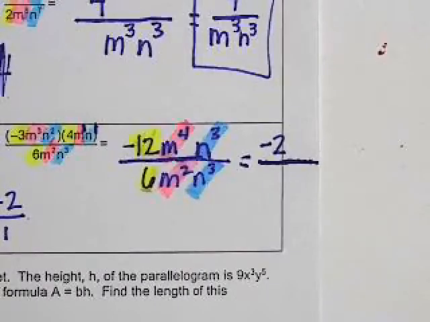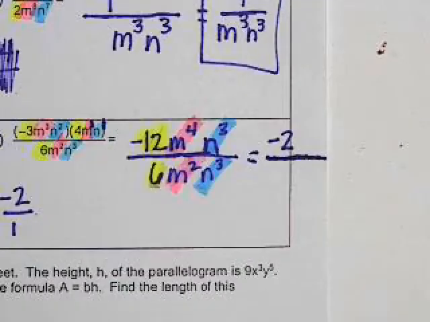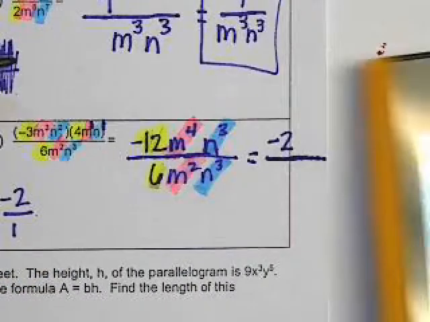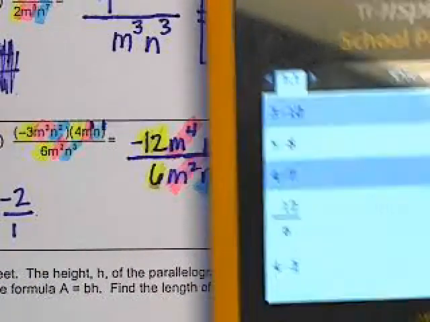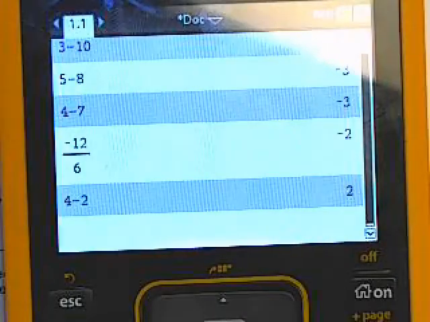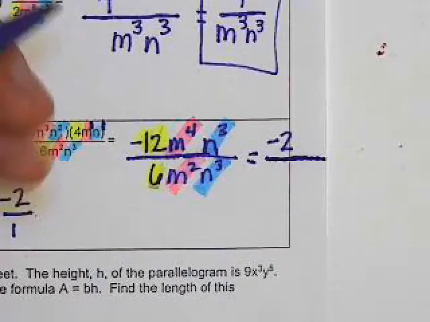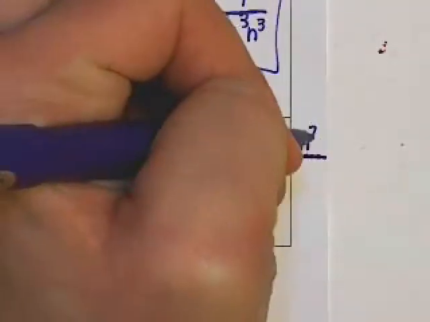Okay, so watch. Now, I did the whole numbers. Now we're going to do the m's. So I've got a 4 and a 2. What do I do? Subtract. 4 minus 2 gives me what? Just 2. It's a positive 2. So where does m go? The top, because it's a positive exponent.